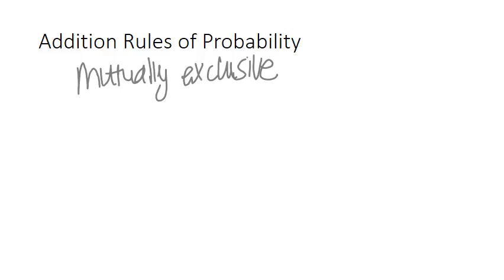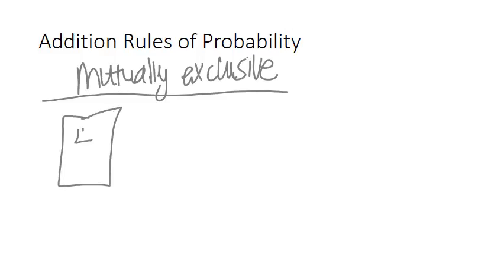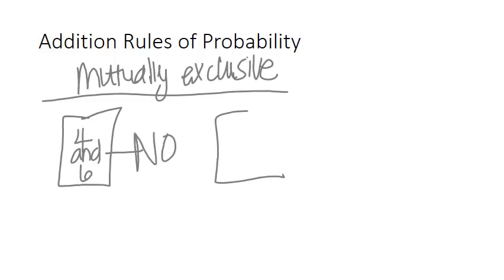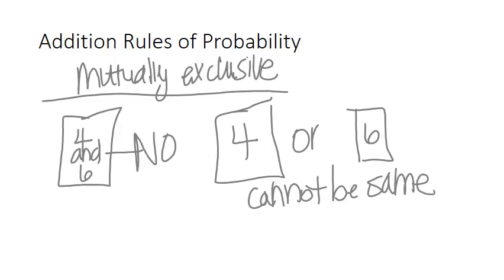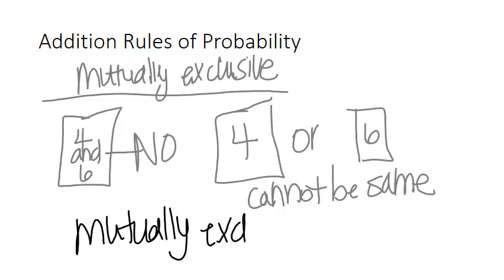So can I pick a card out of a deck and the card is a 4 and a 6 at the same time? No. I can either pick a 4 or I can pick a 6, but they cannot be the same. And because they cannot be the same, we say they have to be mutually exclusive. They cannot be the same at the same time. Okay? So how can we determine they're mutually exclusive or not?